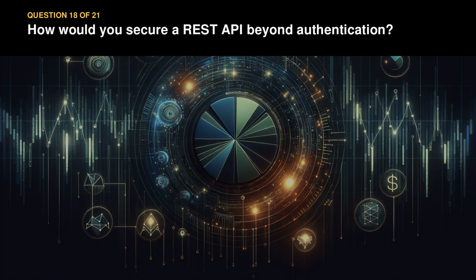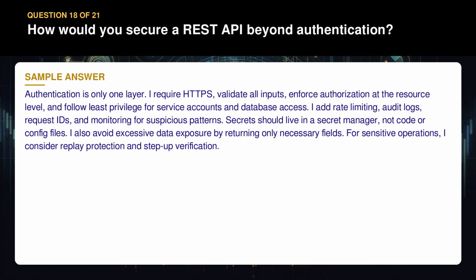Question 18. How would you secure a REST API beyond authentication? Authentication is only one layer. I require HTTPS, validate all inputs, enforce authorization at the resource level, and follow least privilege for service accounts and database access. I add rate limiting, audit logs, request IDs, and monitoring for suspicious patterns. Secrets should live in a secret manager, not code or config files. I also avoid excessive data exposure by returning only necessary fields. For sensitive operations, I consider replay protection and step-up verification.